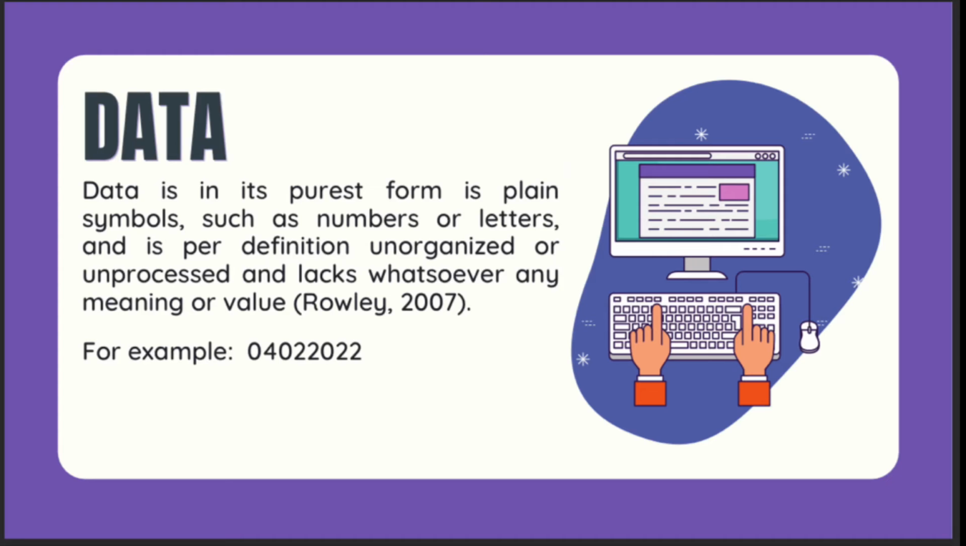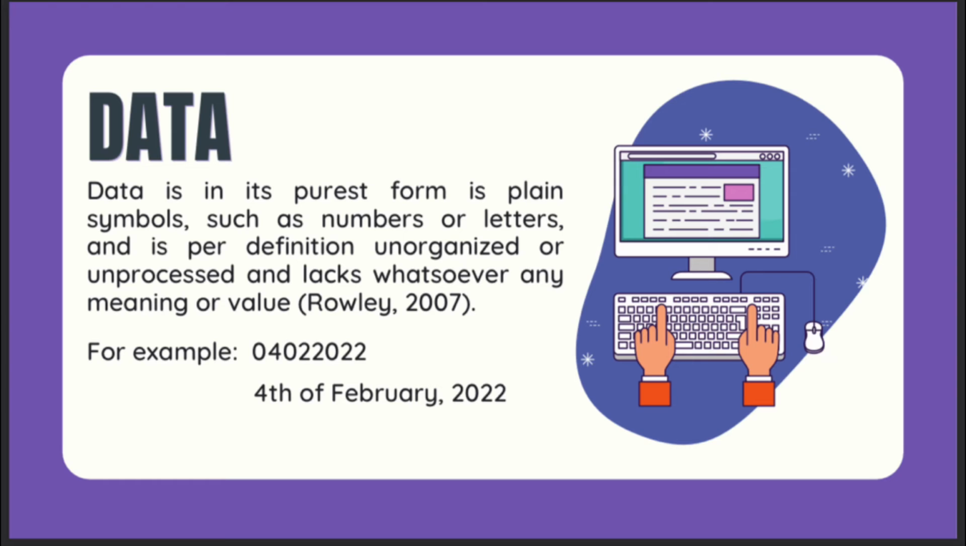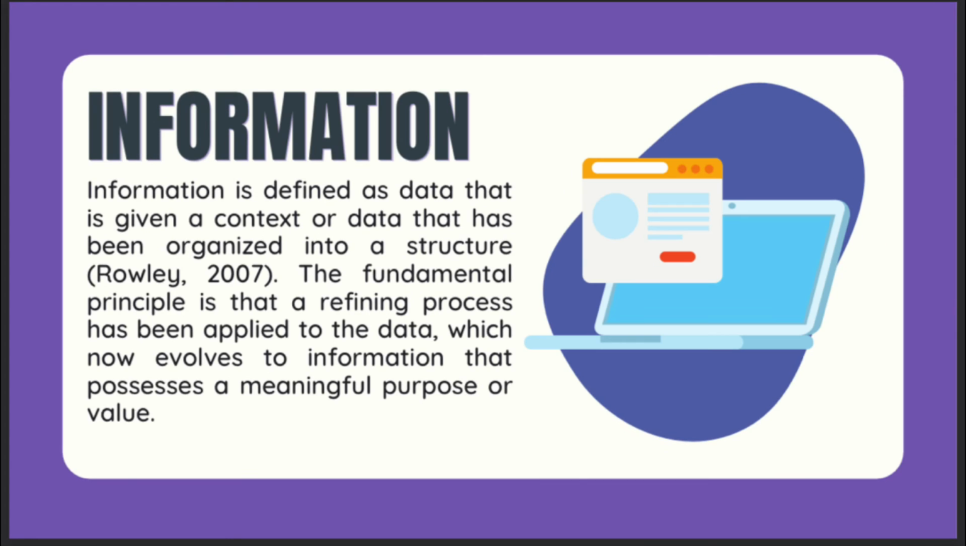But if we view it in the context that this is a date, we can easily figure out that it's the 4th of February 2022. By adding context and value to the numbers, they now have more meaning. Therefore, data can be seen as observable and measurable properties that are represented in symbols.